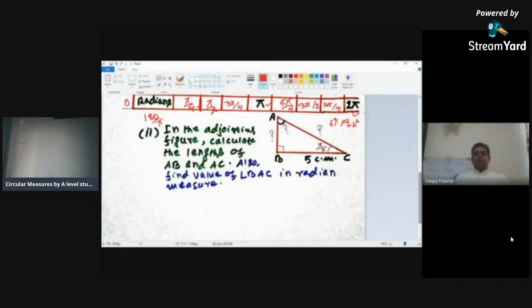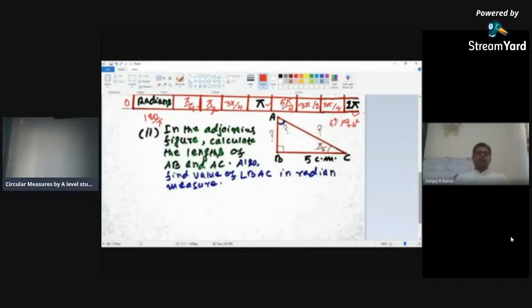If you take this angle pi by 6, for example, then for this angle pi by 6, BC is the base, AB is the perpendicular and AC is the hypotenuse. And for this angle A, if you say this one is the base, then AB is the base, BC is the perpendicular and AC is the hypotenuse for this angle A. In this way, you have to understand the triangle, and how we can use the trigonometric ratios as well as the Pythagoras theorem in this situation.